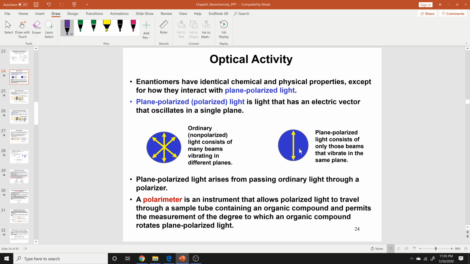This means that the molecule has a mirror image and it exists as a pair of enantiomers. Now, just know that enantiomers do have identical chemical and physical properties. The only difference between enantiomers is the rotation of the plane of polarized light, because one enantiomer rotates the plane of polarized light in one direction, and the other enantiomer rotates the plane of polarized light in the other direction.